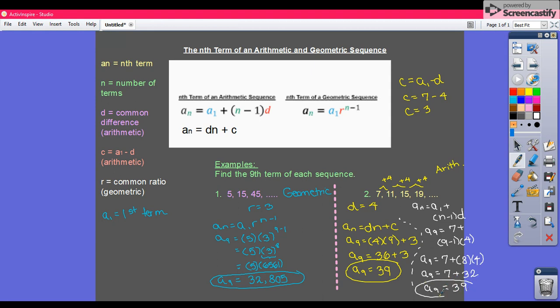So for arithmetic, you have two formulas, but it really doesn't matter which one you use. You're going to get the same answer. So use the one you're more comfortable with.